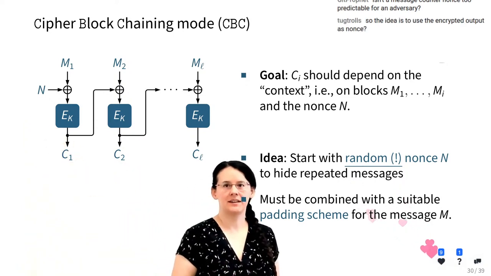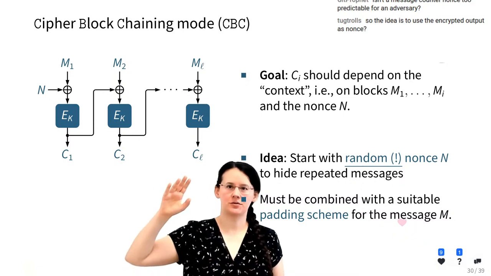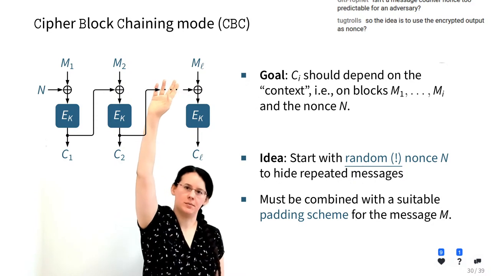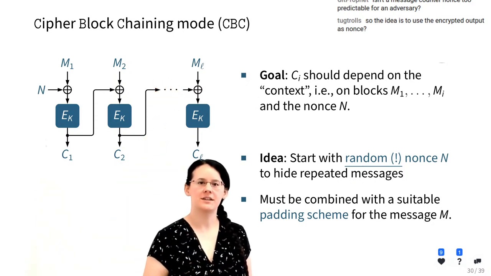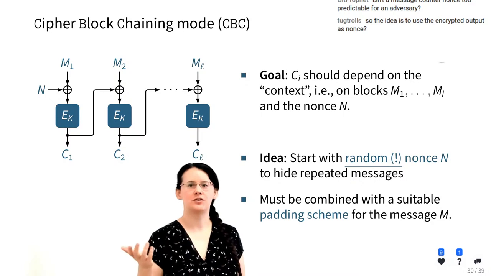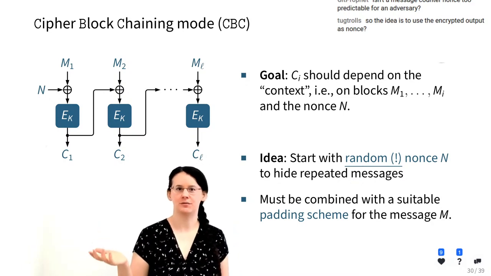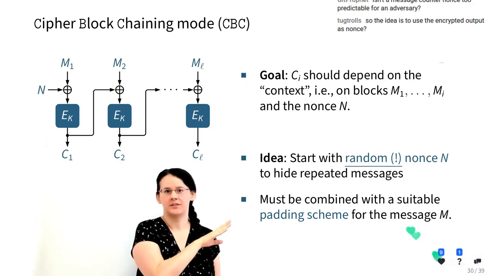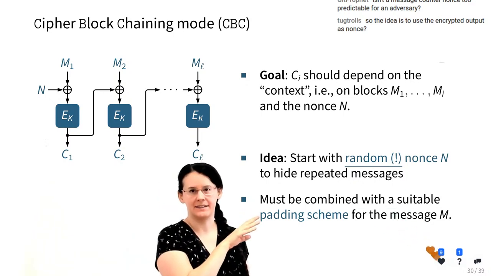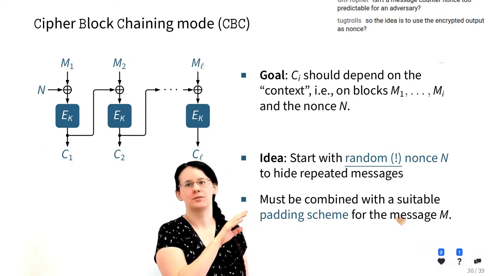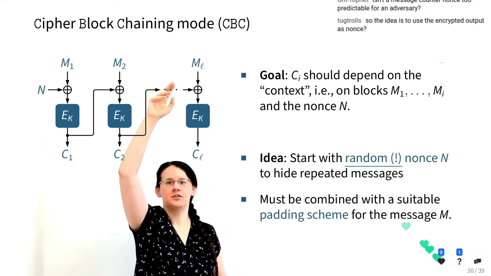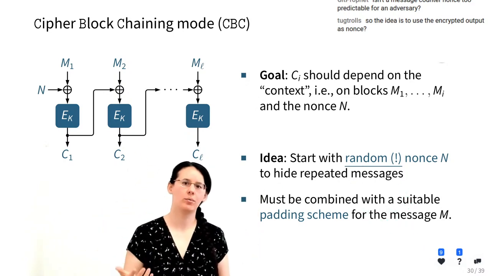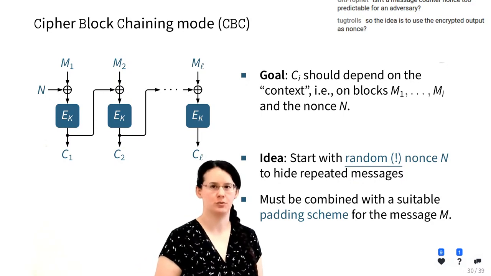And one other important thing to notice is that in this description, we're again assuming that the message has a length that is a multiple of the block length, which is of course in general not true, because we said it should be able to encrypt messages of arbitrary length. So what we absolutely need here is something we already saw last week, namely a padding scheme. So we need to introduce a rule that pads the message to a multiple of the block length before we start processing it. And we always need to apply this padding scheme for this to work.